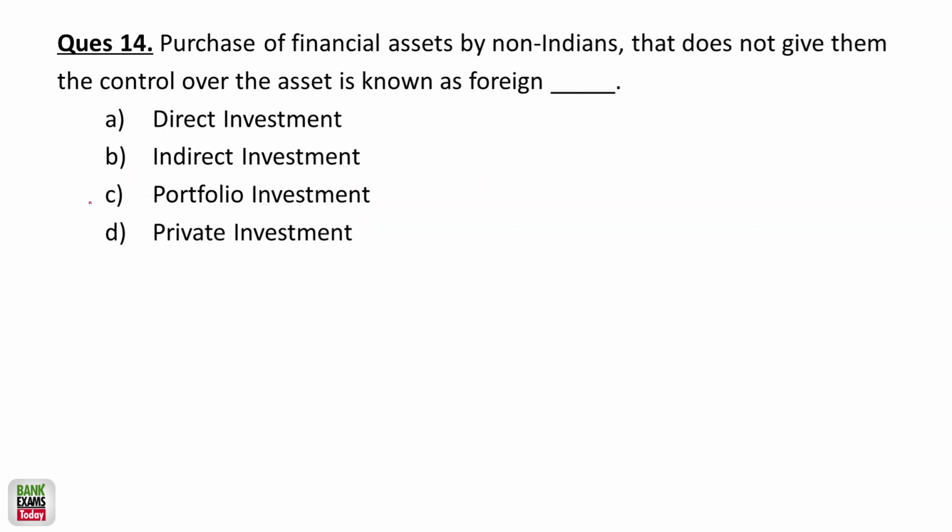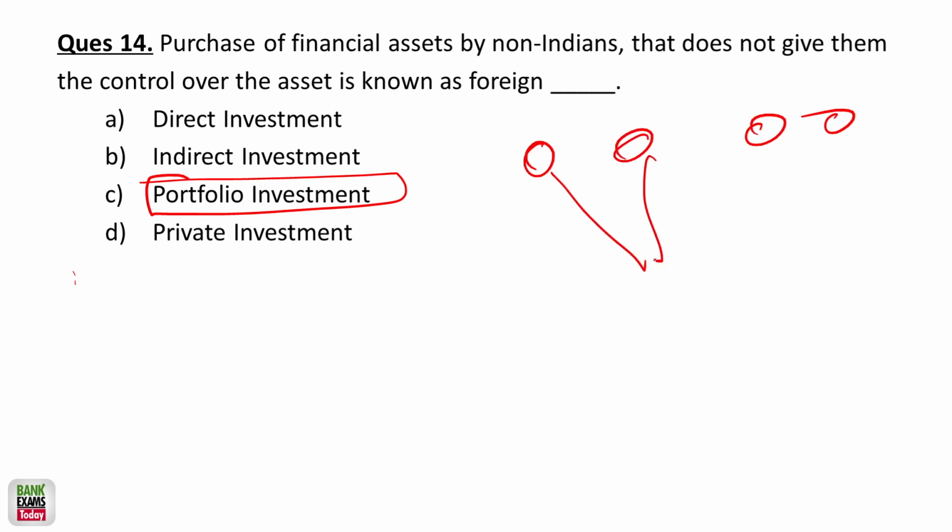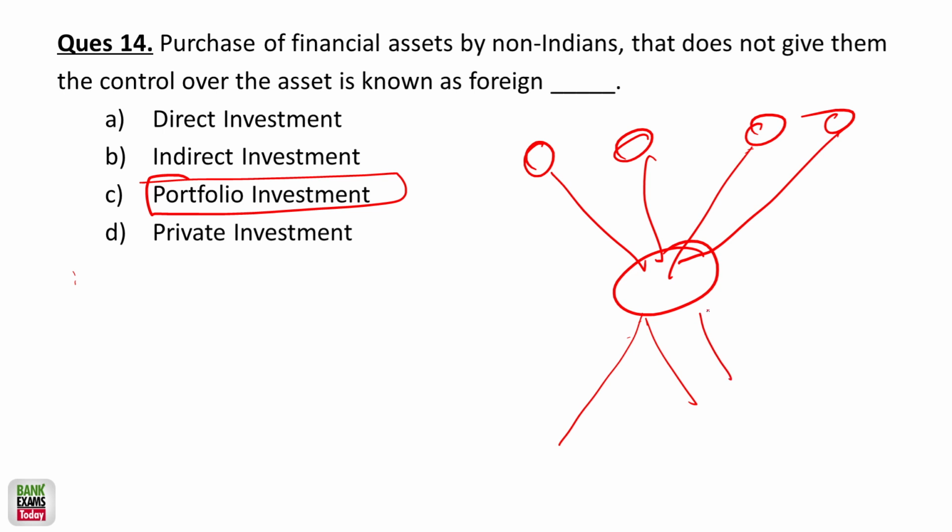So the purchase of financial assets by the non-Indians. First of all, what is portfolio investment? What happens in portfolio, right? The people, they are buying. These are investors. They go to the one company which is buying the stocks and shares and everything on their behalf, right? It's just like a mutual fund for the foreign investors, right? So that is what portfolio investment is. These investors do not have direct rights on the investments made. So the correct answer is portfolio investment.